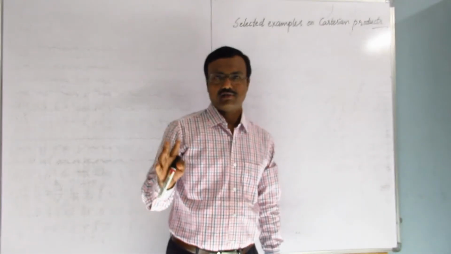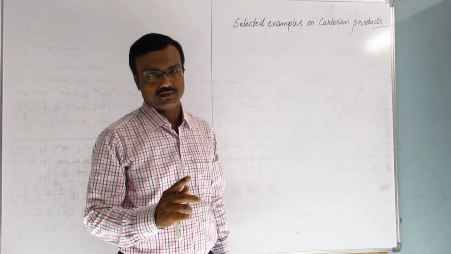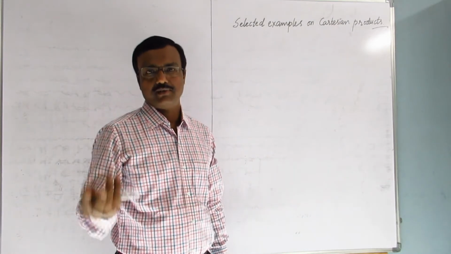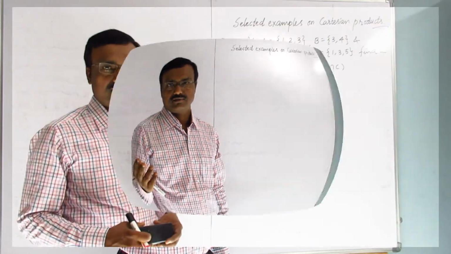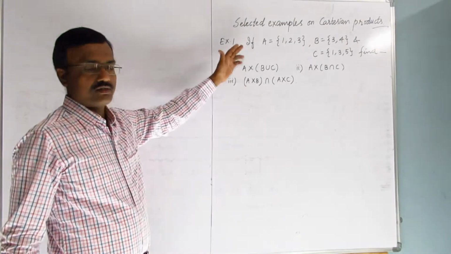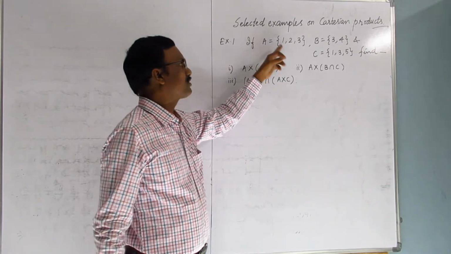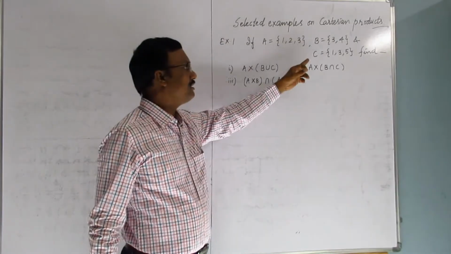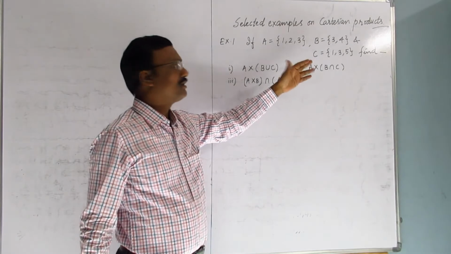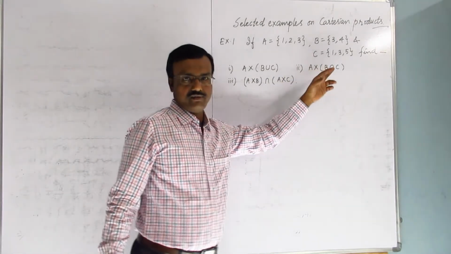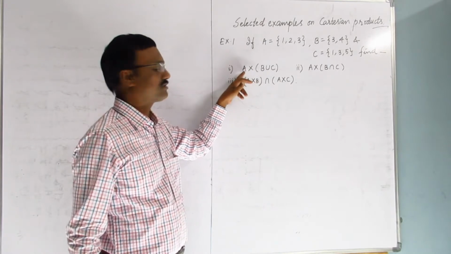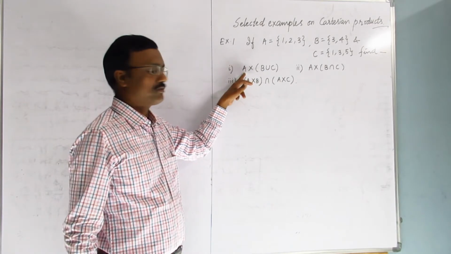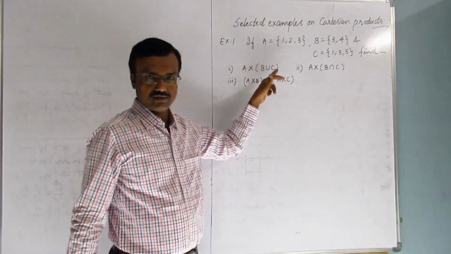Examples, different kinds of examples on Cartesian product, to understand it in a better way. Let us solve some examples on Cartesian product. First question: suppose set A contains elements 1, 2, 3, B contains 3, 4 and C contains 1, 3, 5. We have to solve this question. Let us deal with the first one. We have to find A cross B union C.